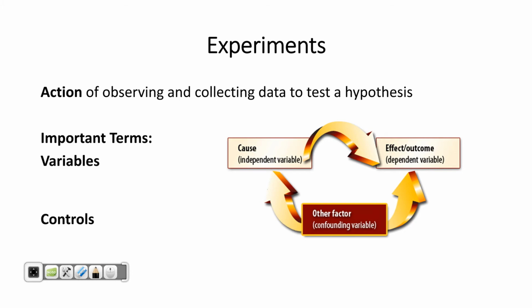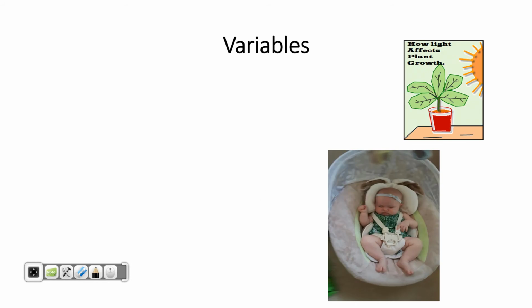So again, important terms coming out: variables, controls, and constants. Variables is our cause and effect. The controls and constants would be our other factors that we have to take into account when we have an experiment. Okay? So, what is a variable?